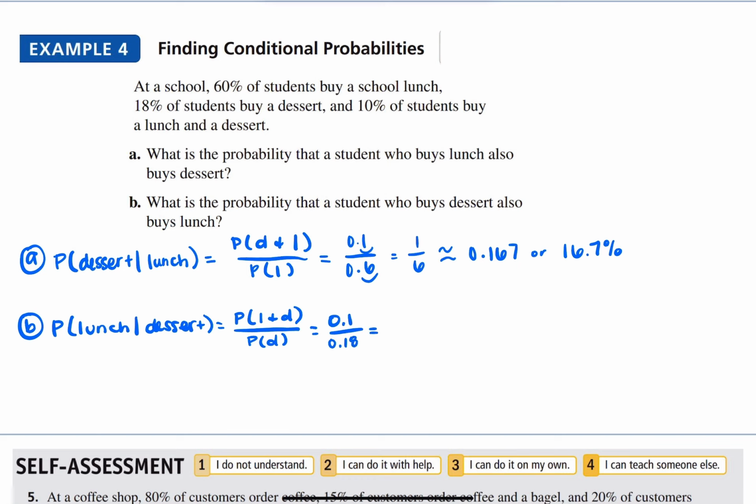We're going to rewrite this, so move your decimal place over 2 times. On the top, that means it'll be a 10 over 18. Simplify, so I'm going to divide both by 2 and get 5 over 9. And then just in case, we'll rewrite it as a decimal. So 5 divided by 9 is about 0.556, or as a percent, that's 55.6%.